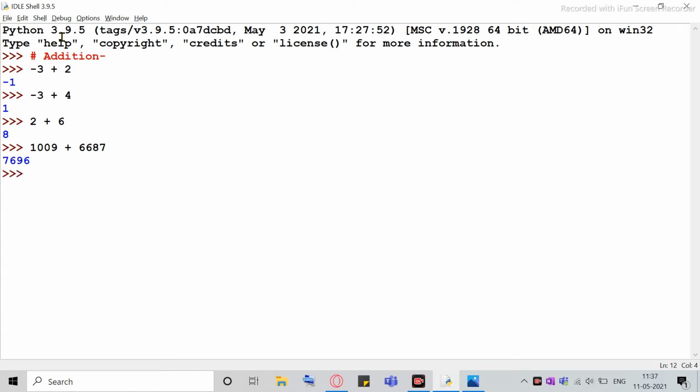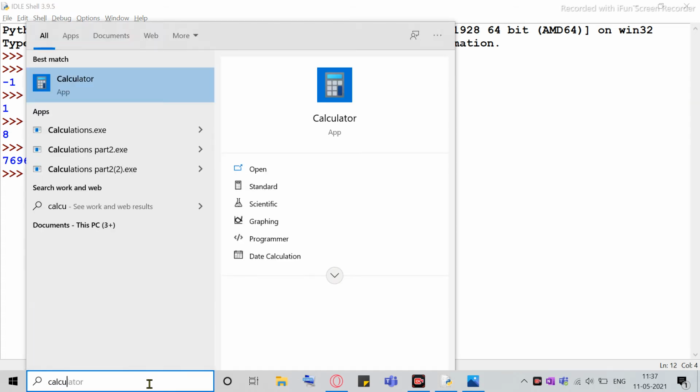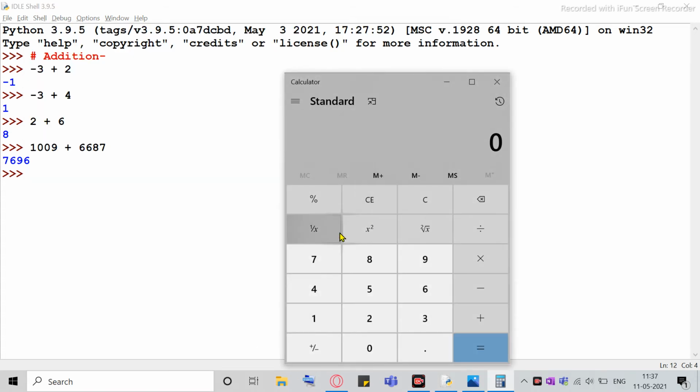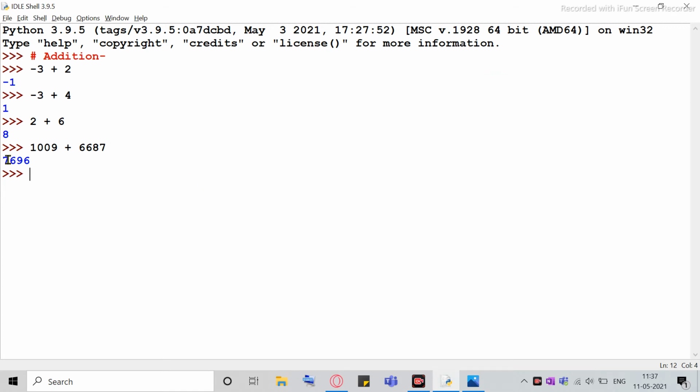If you think this may be wrong, then let me prove it to you with the calculator app. So this is my calculator app. Let me get it correct: 1009 plus 6687. That is what's written here. Now if I click enter, 7696, and that is the answer which we get here. So that's done with addition.